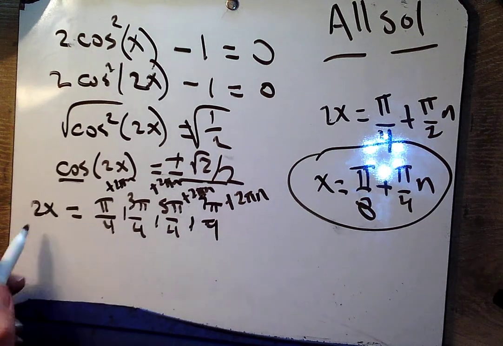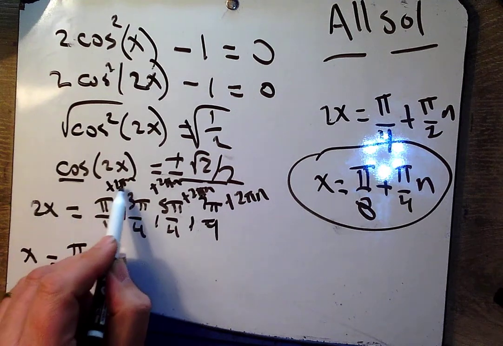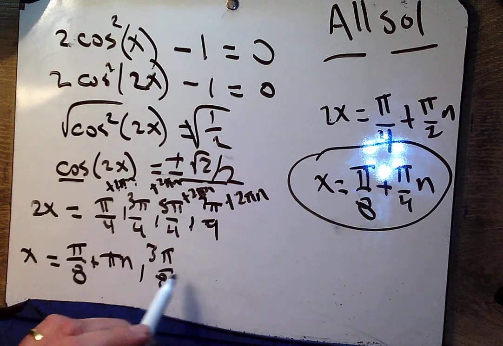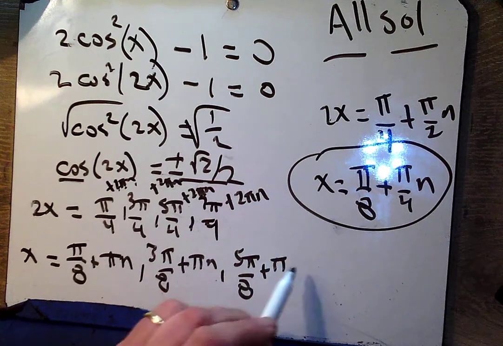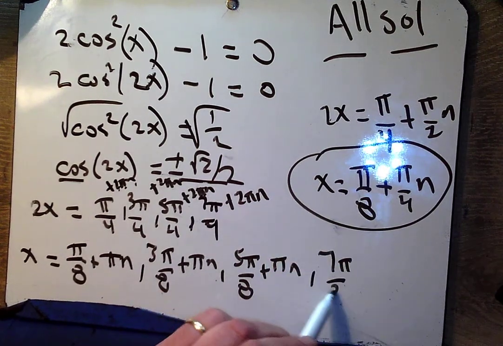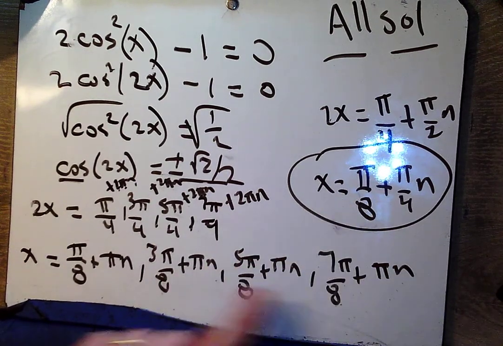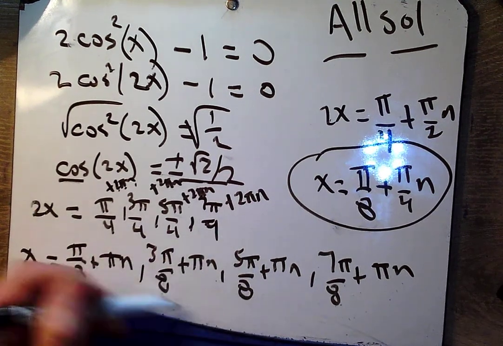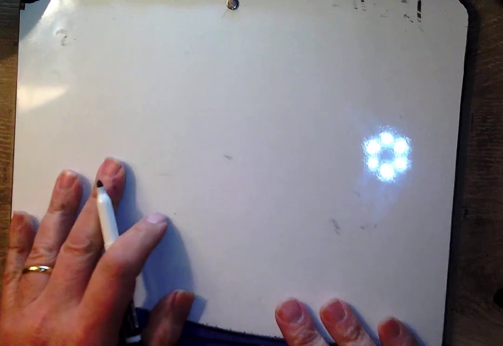But you guys over here are going to have x equals pi over 8 plus, don't forget to divide 2 pi n by 2, pi n, 3 pi over 8 plus pi n, 5 pi over 8 plus pi n, and 7 pi over 8 plus pi n. But there you go. Okay, don't do the dividing and then slap on the 2 pi n. Okay, you're going to be missing solutions then. All right. We did that one.